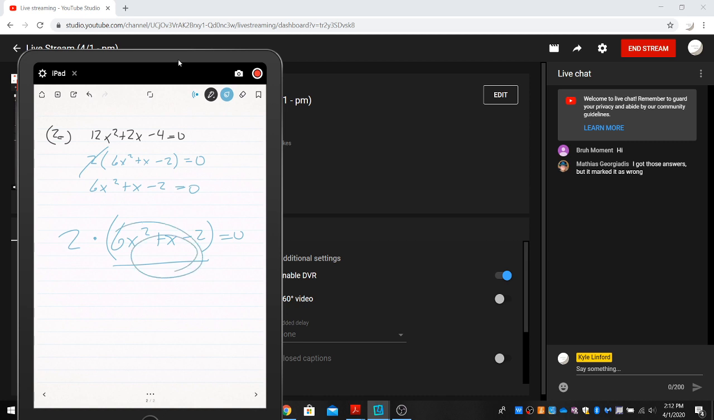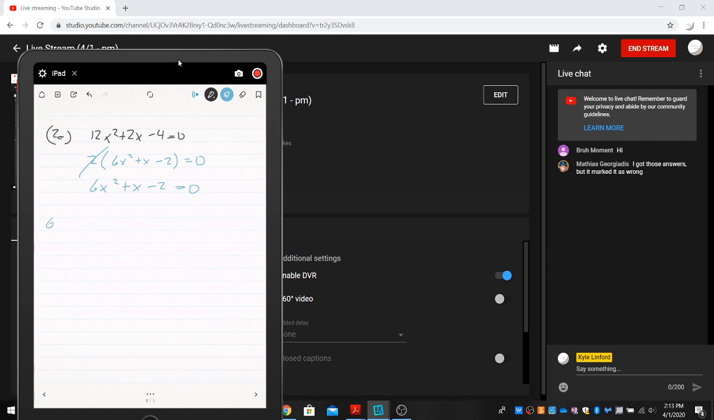This is the thing that I need to break down. Another way that you could think about this is just divide the 2 over, and you get 6x squared plus x minus 2 equals 0. Okay? So really, we're just working with the factors. We don't need to work with the number. So let's see. We're going to have to do the AC method on this.